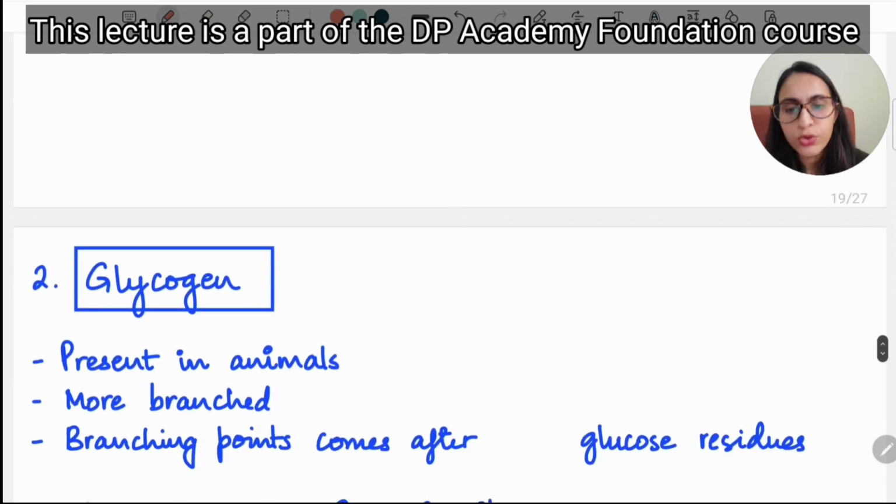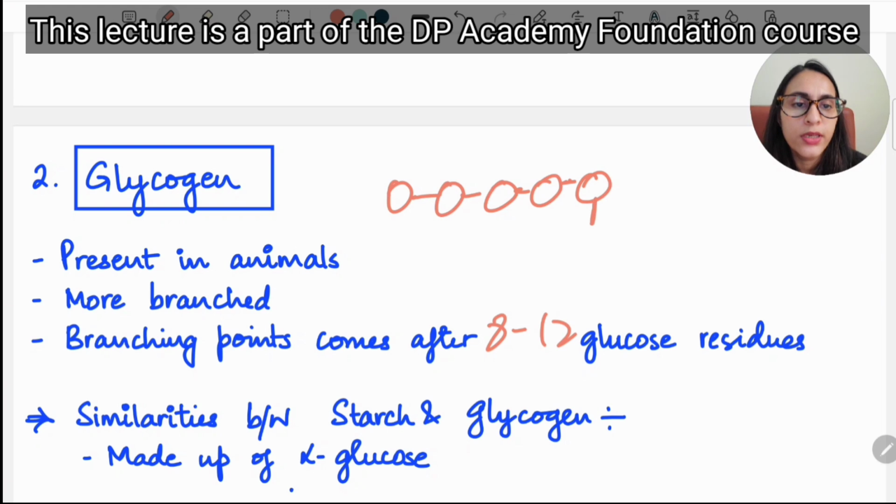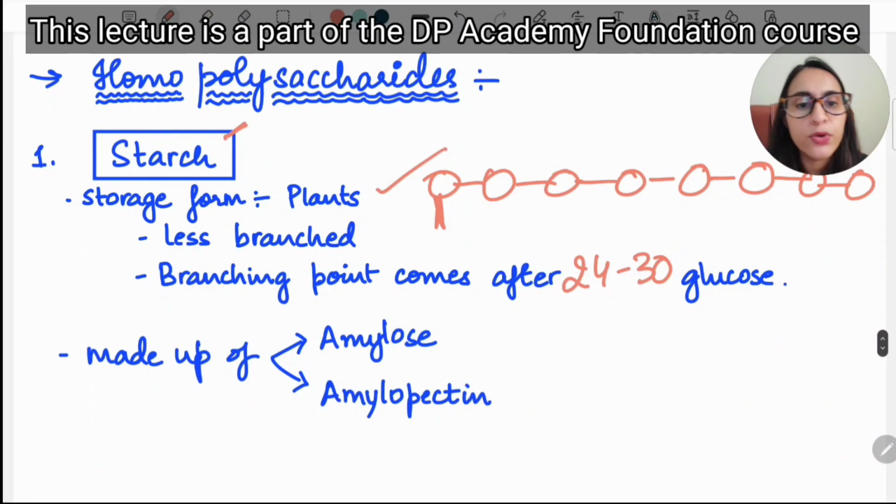And in glycogen, after 8 to 12 glucose units, a branching point comes. So glycogen is more branched compared to starch. In starch, the branching point comes after 24 to 30 glucose units, which is why it is less branched compared to glycogen. Starch is made up of amylose, which is 20%, and amylopectin, which is 80%.